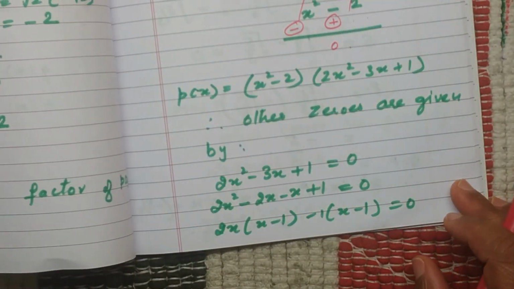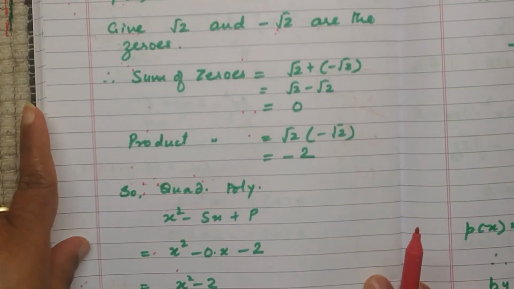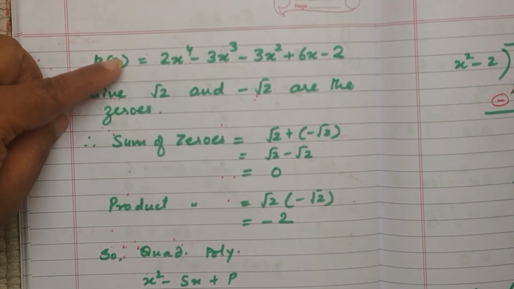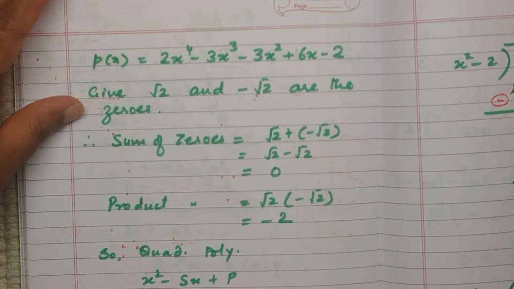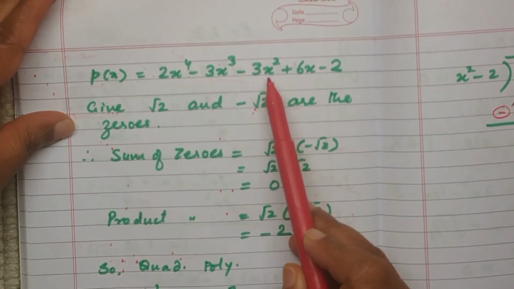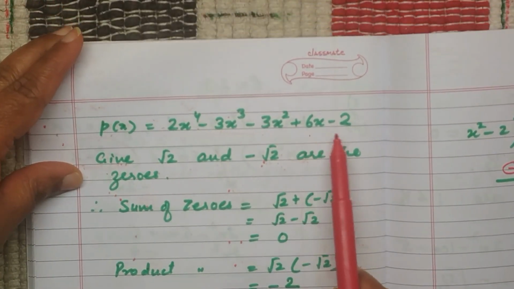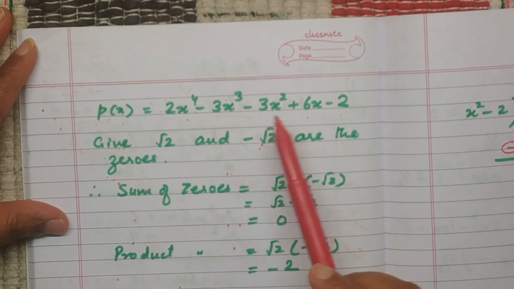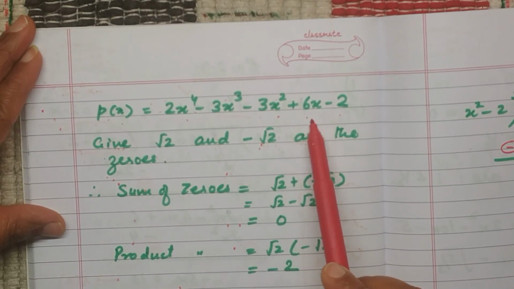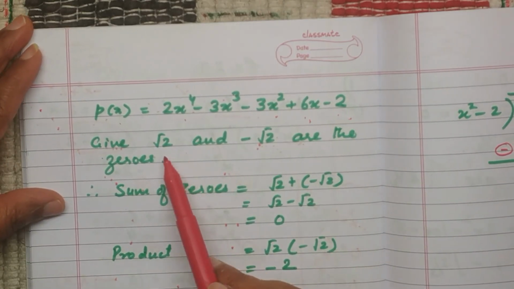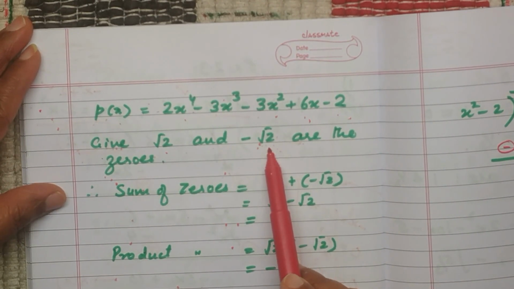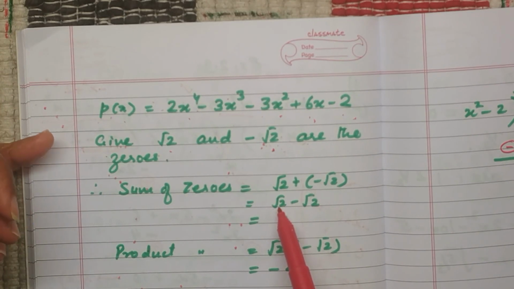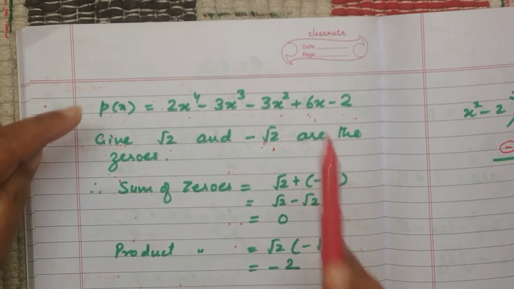Fine. Now I would like to take up a solved example, where a polynomial p(x) is given: 2x raised to power 4 minus 3x cube minus 3x square plus 6x minus 2. And it is given that root 2 and minus root 2 are two zeros. And he is asking us to find all the other zeros of the given polynomial.